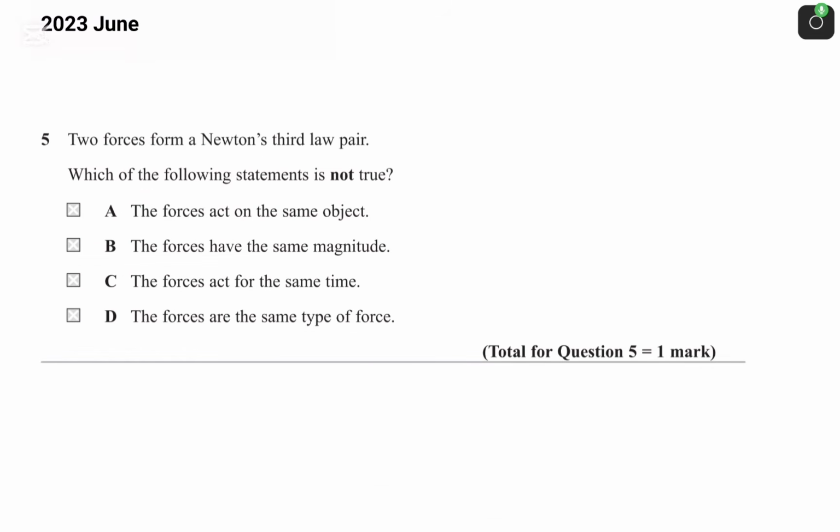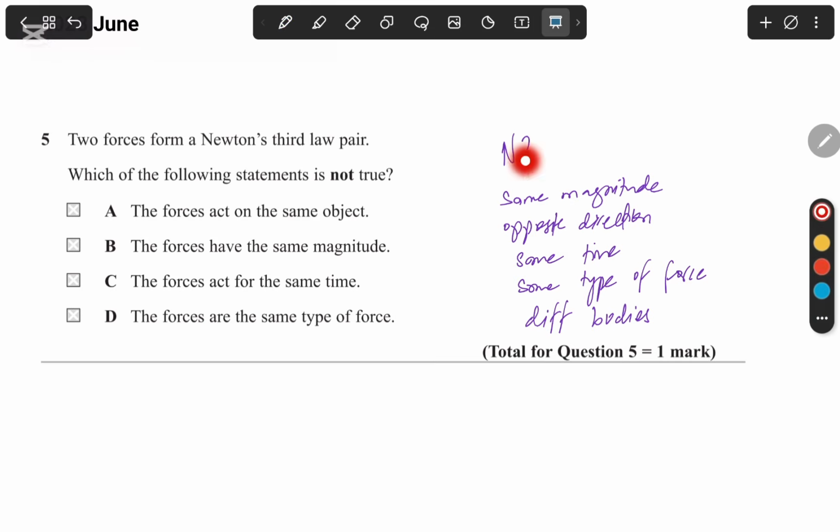Question 5 tells us two forces form a Newton's third law pair. Which of the following statements is not true? So for Newton's third law, the forces must be the same magnitude, opposite directions, they must be acting for the same amount of time, and they must be the same type of force, and they must act on different bodies. So A is going to be the answer because it's not true. It's the same object, it's going to act on different objects. This is wrong. These three are correct.